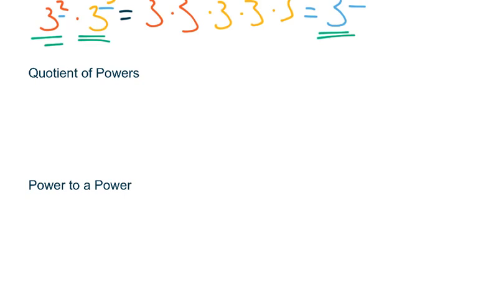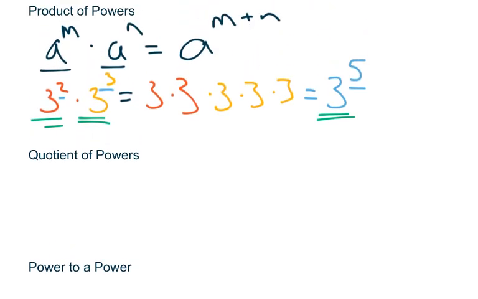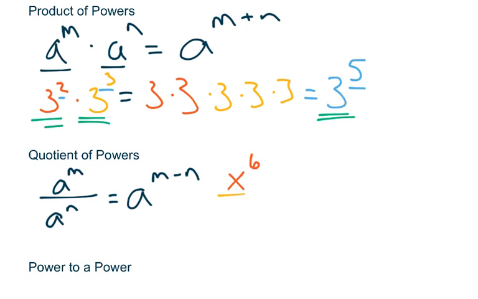The quotient of powers, very similar to the product of powers. Quotient means divide, so if we have a to the m and we are dividing by a to the n, what that means is that we are going to subtract our exponents, a to the m minus n. Okay, so if I had something like x to the 6th power, and I was going to divide it by x to the, let's go with 2nd power. X to the 6th divided by x to the 2nd.